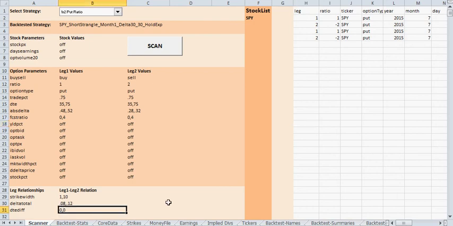And the date differential, this is saying 0 days minimum, 0 days maximum, so we want the days to match up. We don't want to do a calendar, for example. So that is a quick introduction to getting the scanner going.